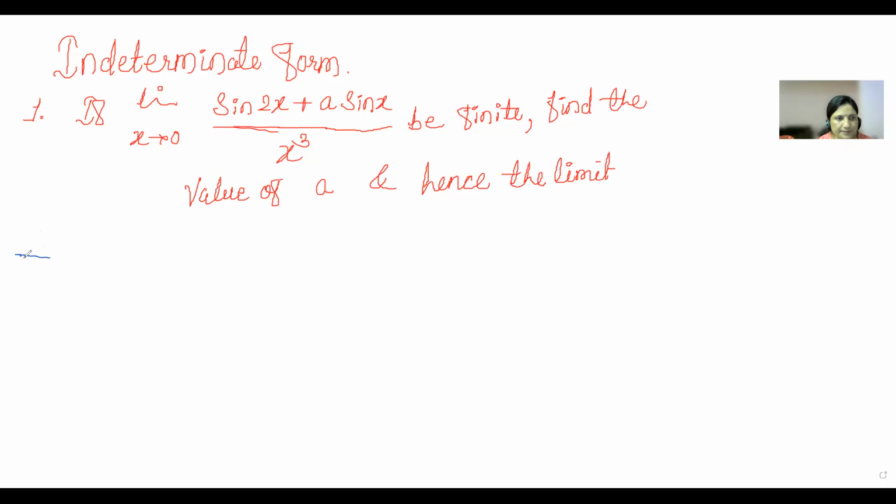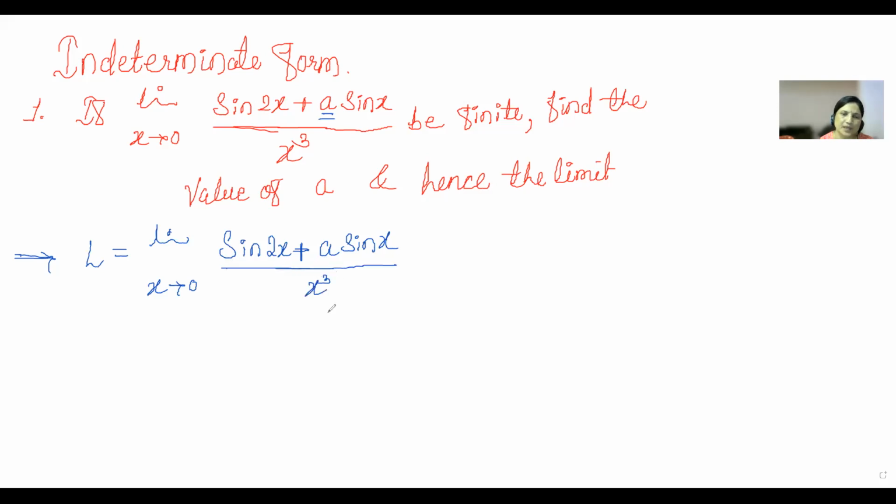Now in this example, we are going to find out the value of a, and finally we are solving this limit. Consider the given limit: limit as x tends to 0 of (sin 2x + a sin x) divided by x cube. By keeping x equal to 0, we get 0 by 0 form. So apply L'Hospital rule.